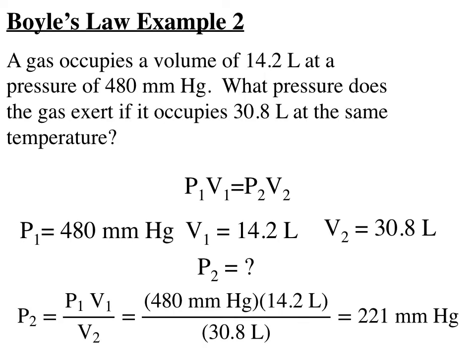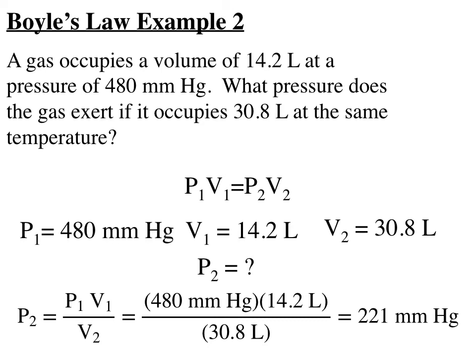Let's look at a second Boyle's law example. Suppose I have a gas occupying 14.2 liters, pressure 480 millimeters of mercury. What pressure will this change to if the gas is occupying 30.8 liters? Now I have the same temperature and the same amount of gas.